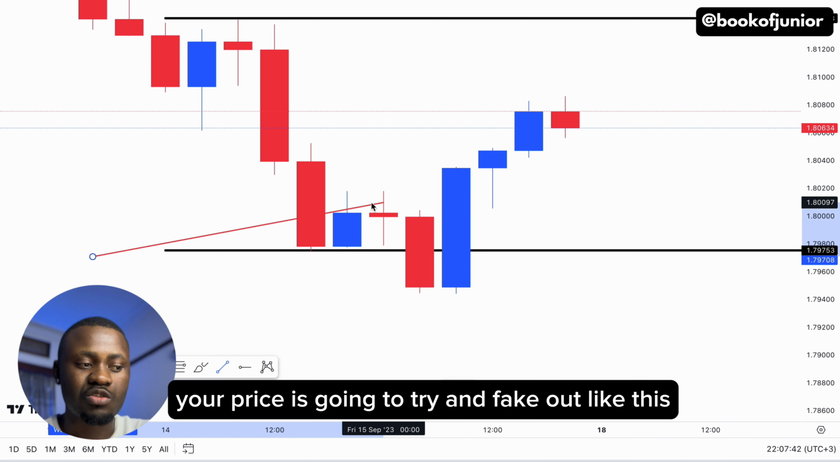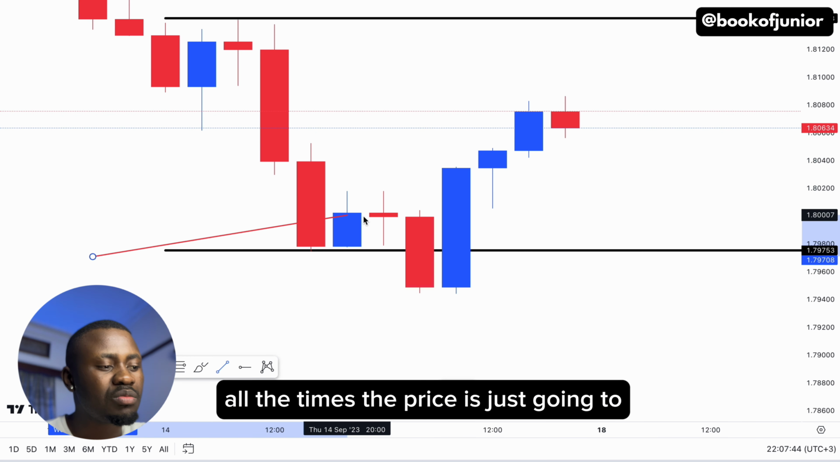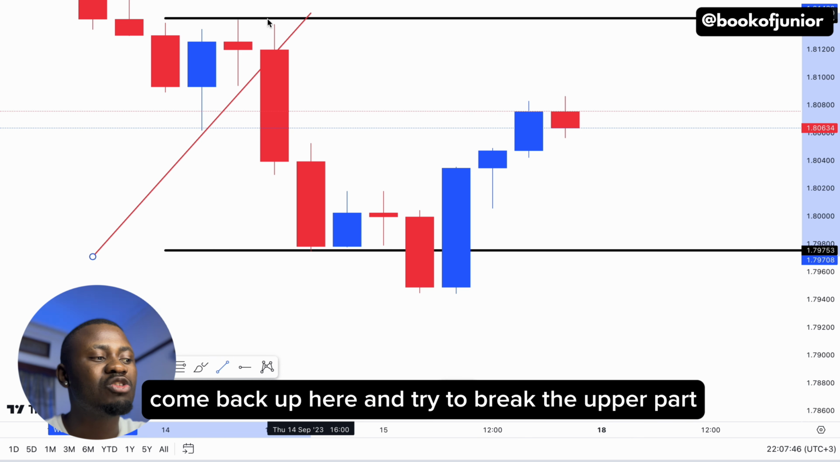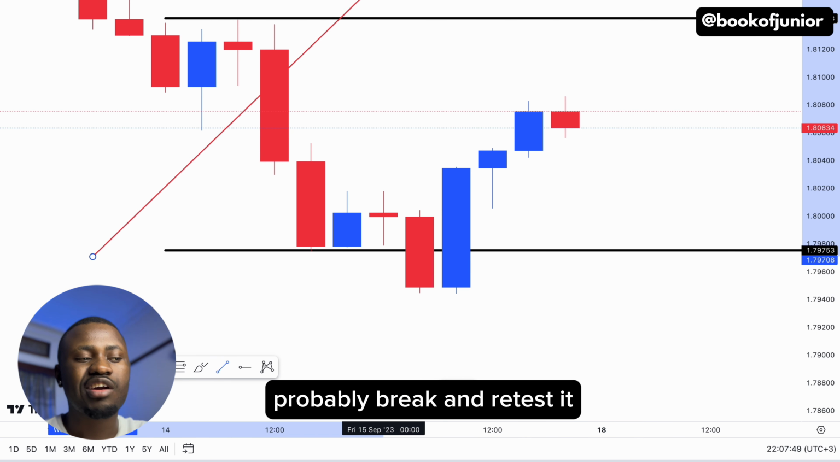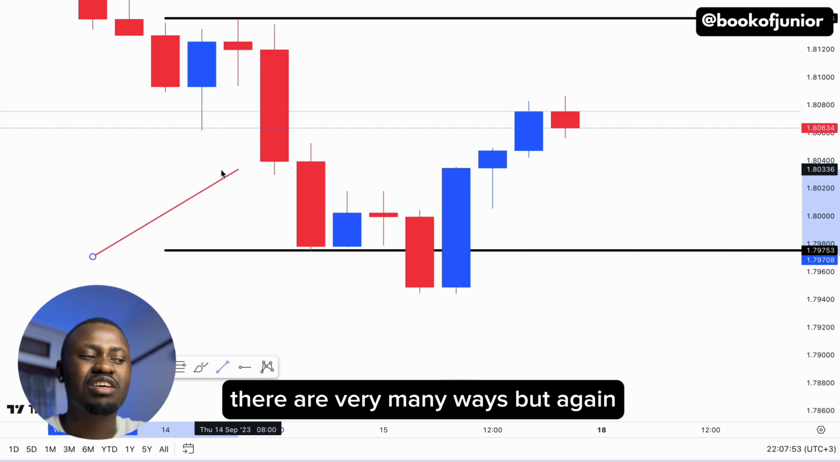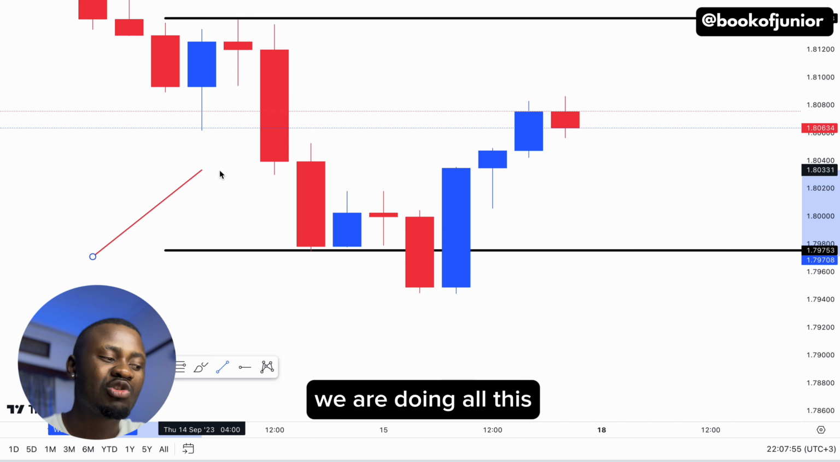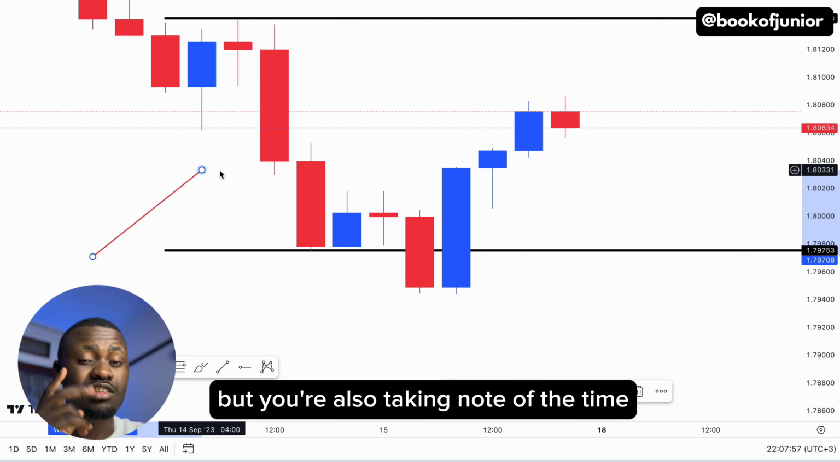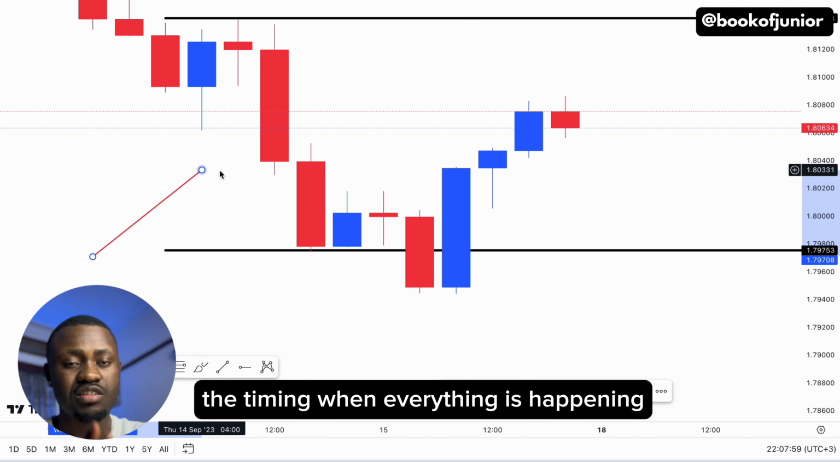But the times where price is going to try and fake out like this, or the times when price is just going to come back up here and try to break the upper part, probably break and retest it, or it also just gives us a fake out and then price comes back down. So there are very many ways, but again, we are doing all this, but we're also taking note of the timing when everything is happening.